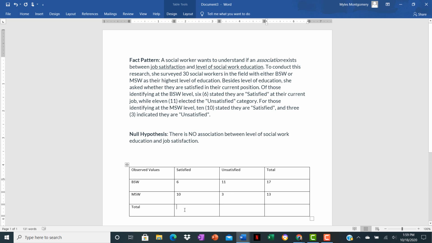So now we can start to put in the totals. Satisfied, 6 plus 10 is 16. Unsatisfied, 11 and 3 is 14. And the total is 30. This is also the n value, so we should say n equals 30. You can see that 17 plus 13 is 30, and 16 and 14 is 30. So pretty basic here. That's how you set this up. I'm going to go ahead and in the next segment talk about how you set up the expected values.